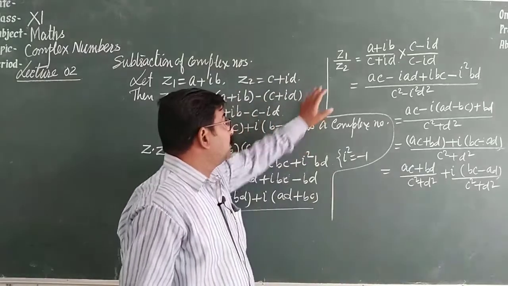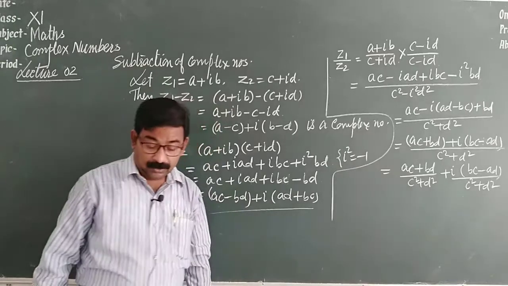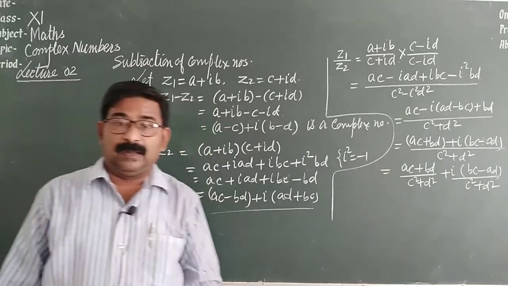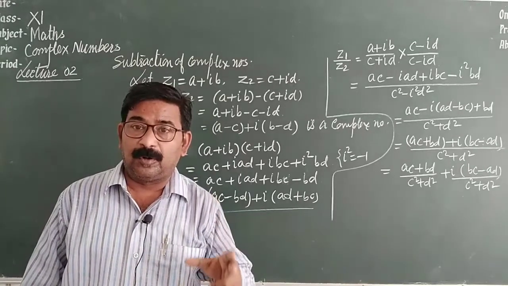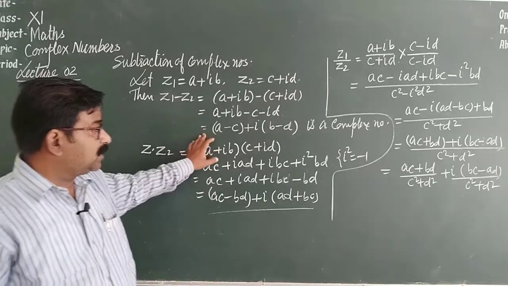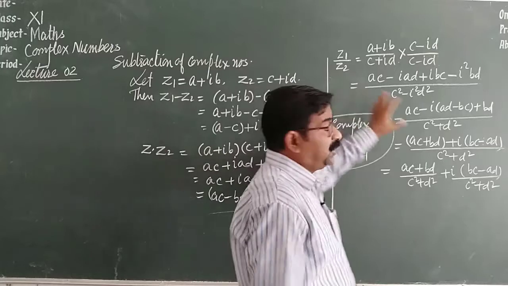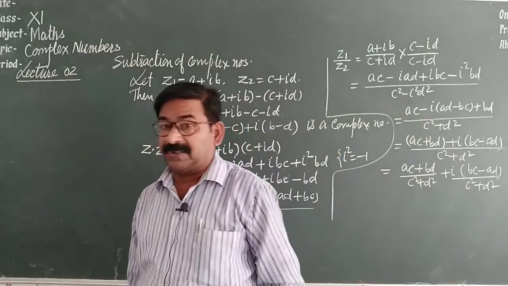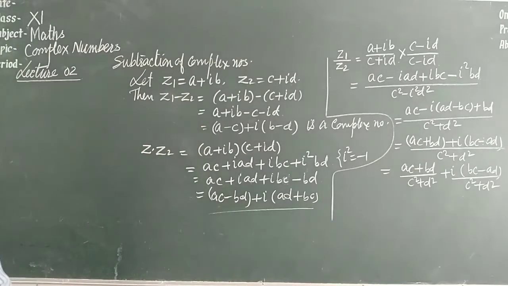So the quotient of two complex numbers is also a complex number. So the conclusion is: addition of two complex numbers, that is the sum of two complex numbers, is a complex number. Difference of two complex numbers is a complex number. Product of two complex numbers is a complex number, and quotient of two complex numbers is a complex number. Got it? So these are the results to be learned.